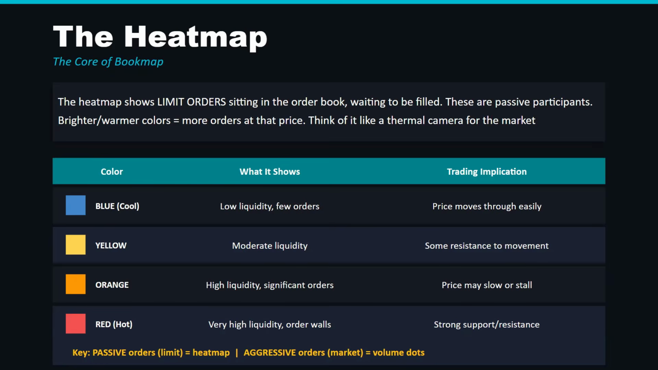Yellow is more moderate. You still truthfully don't care about it. Orange and red, however, you do want to take notice and care about this. 95% of the time, you only will care about orange and red. So keep that in mind.